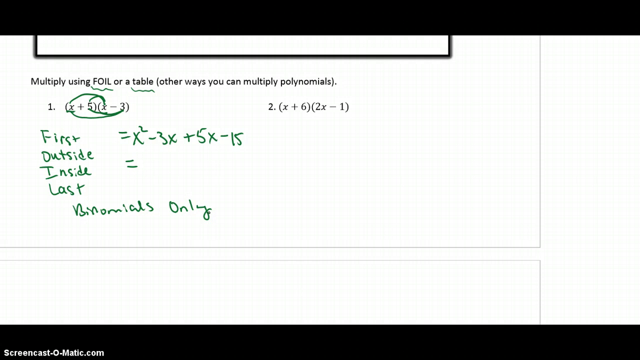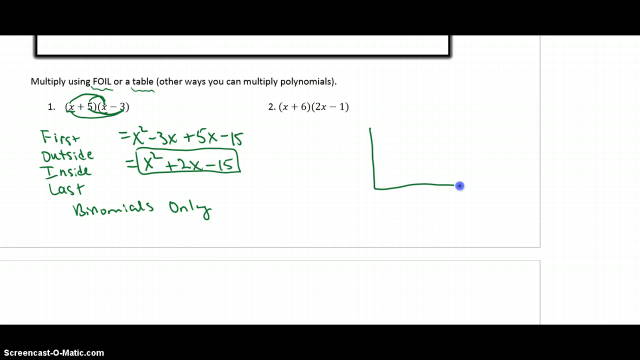And so that's why I like to show you other methods, because this is the only time you can use it, is if you're multiplying two binomials. I'm going to go ahead and add my like terms here, and that'll be my final answer. So that's the FOIL method. Again, it only works with binomials, but you can use it if you want to. First, outer, inner, last.